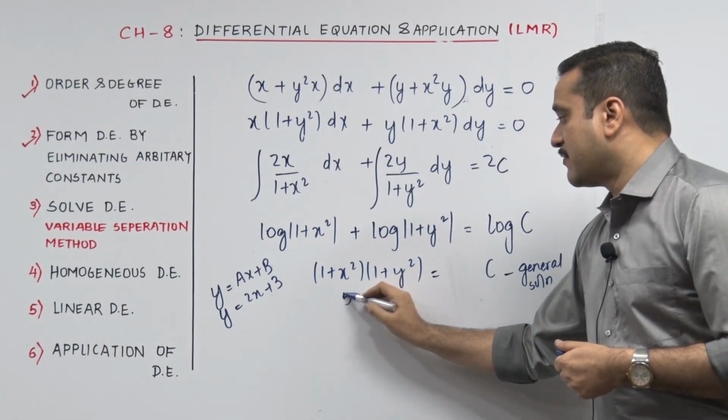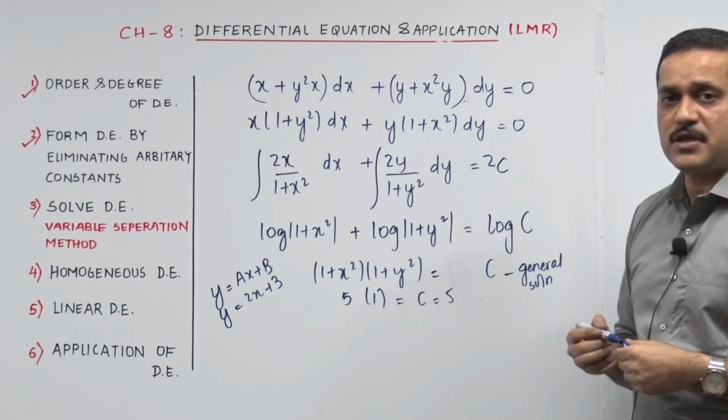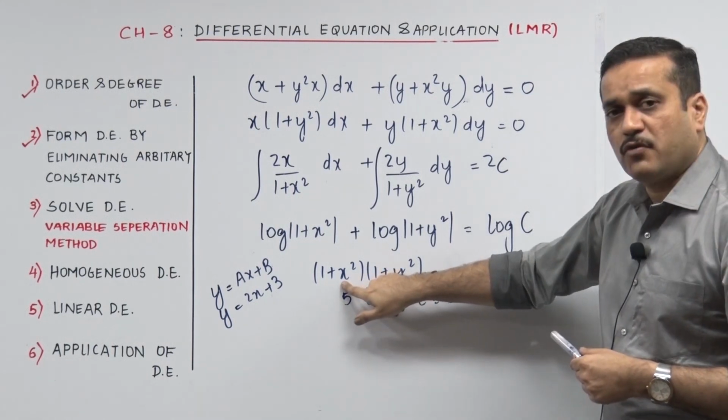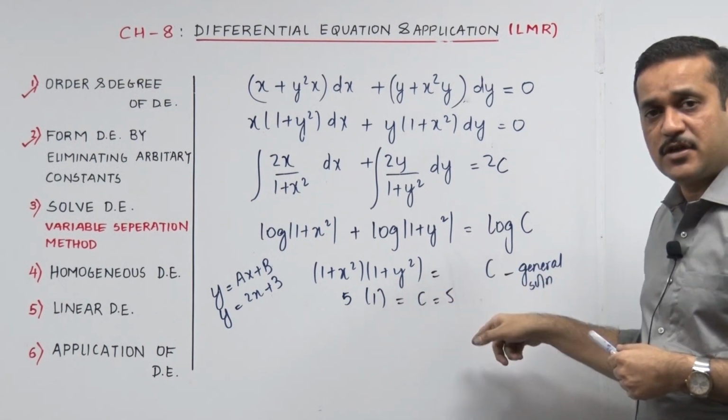So, that goes 5, that goes 1 and the C turns out to be equal to 5. Check please. When you put 2 over here that goes 5, when you put 0 over here that goes 1. So, 5 into 1, the C ka value has turned out 5.